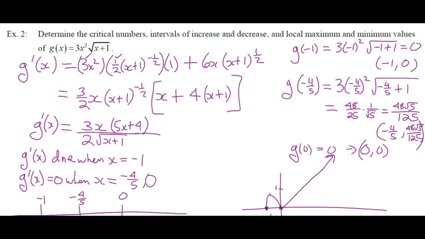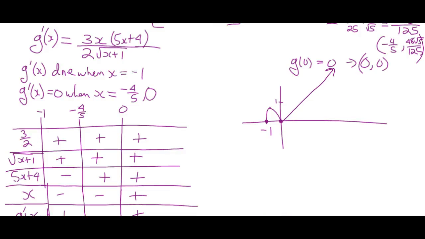If g prime exists at 0, shouldn't it be curvy instead of a kink? You're right. Sorry, I did actually draw it curved, but I didn't draw it well curved.